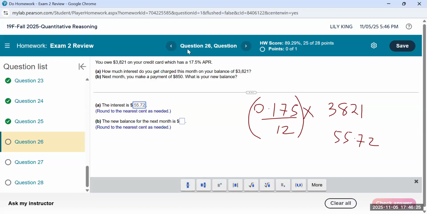And the new balance, so the interest will add up, and whatever payments you make, you deduct. So 3,821 minus the payment of $850, and with the interest that adds up, so you add the interest to that. So this is 3,821 minus $850 and then plus 55.72. We have 3026.72.